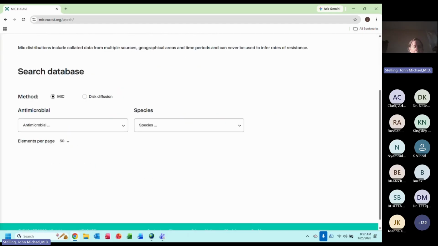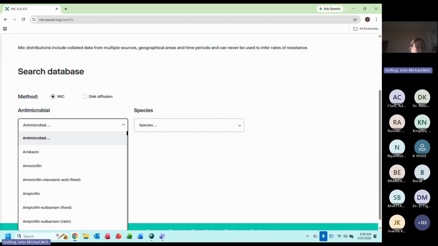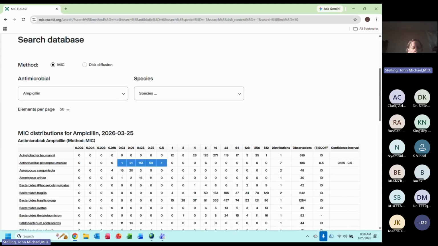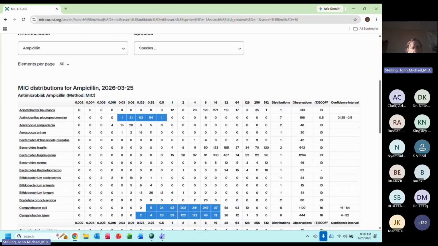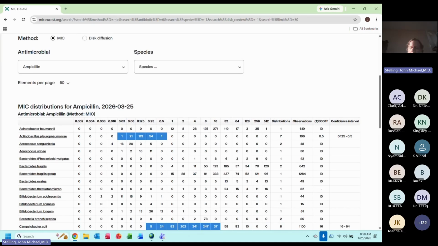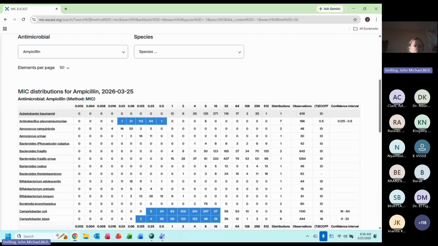Okay, this screen I know. So I can choose, for example, ampicillin. And here you can see ampicillin breakpoints. This is the MIC data. And on the right, you see the ECOF or the TECOF, the tentative versus the confirmed. The TECOF is 0.5. ID, I think, means in development. So this is where you find the MIC distributions in the main table and the ECOF off to the right.